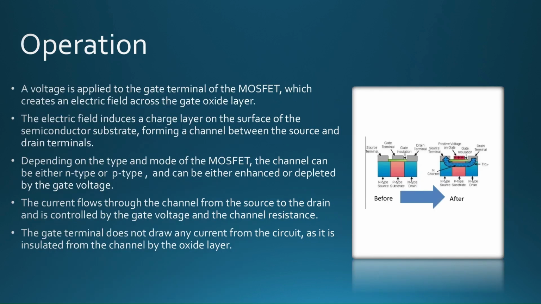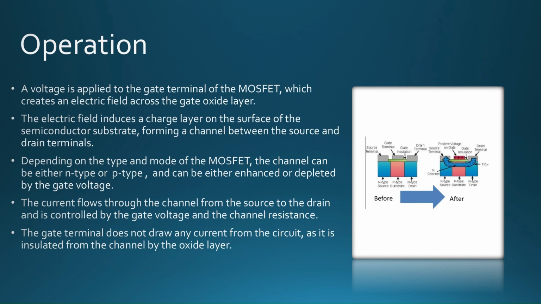A voltage is applied to the gate terminal of the MOSFET, which creates an electric field across the gate oxide layer. The electric field induces a charge layer on the surface of the semiconductor substrate, forming a channel between the source and drain terminals. Depending on the type and mode of the MOSFET, the channel can be either N-type or P-type, and can be either enhanced or depleted by the gate voltage.